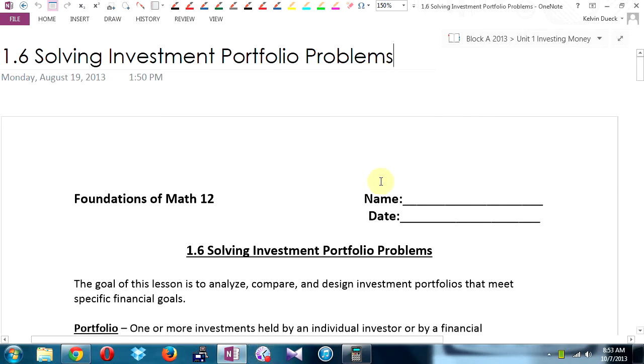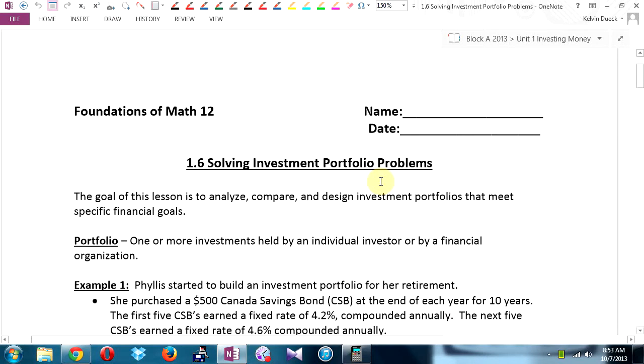So, lesson 6, solving investment portfolio problems.